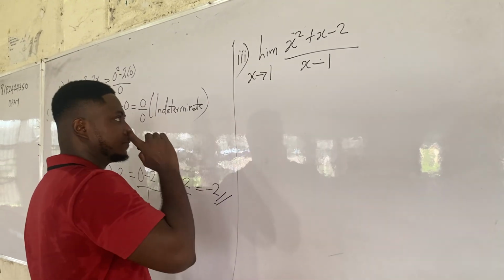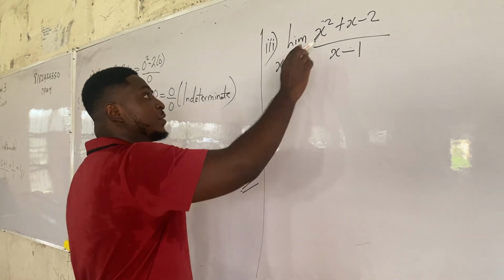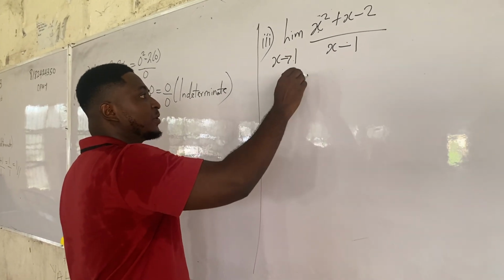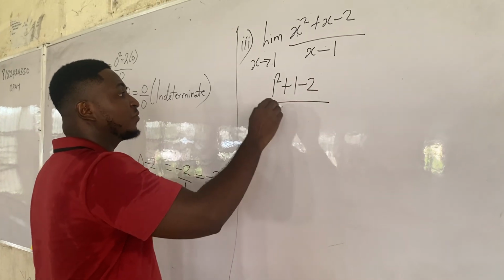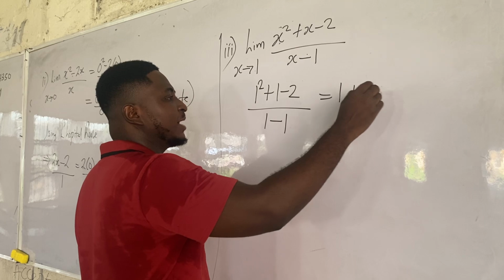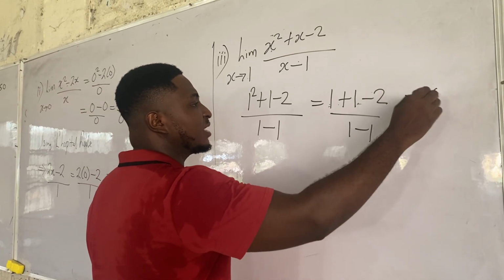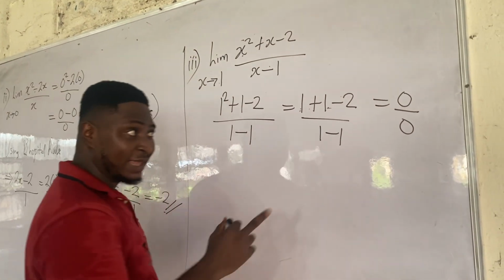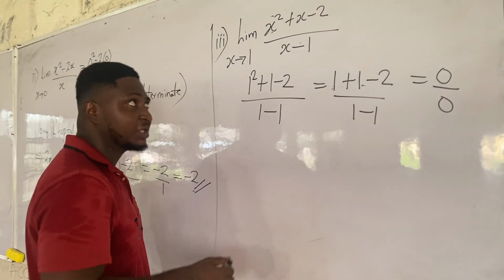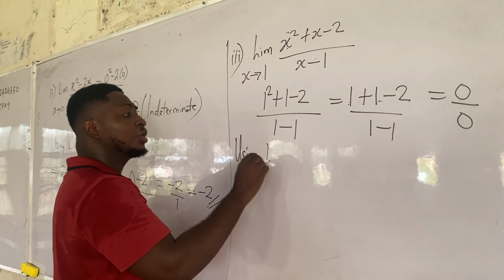As usual, we'll try substitution first. We'll say x is 1. 1 squared plus 1 minus 2, all over 1 minus 1. 1 squared is 1, plus 1 is 2, 2 minus 2 is 0, all over 0. Another indeterminate function, so we have to differentiate. Say using L'Hopital rule, because the rule that allows us to differentiate is the L'Hopital rule.